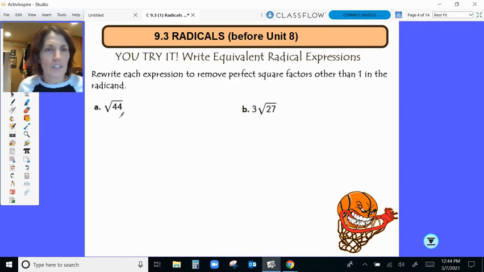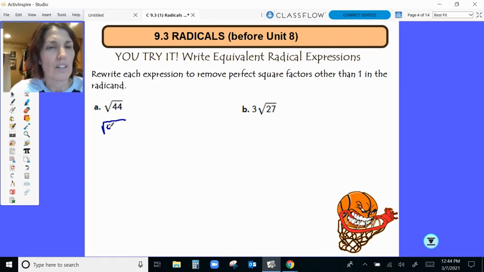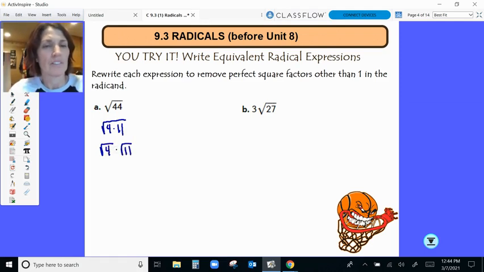Okay? Next, we're going to look at the square root of 44. So you go ahead and try this on your own and then see how you do. Okay? So the square root of 44, this is going to be the square root of 4 times 11. So 4 is a perfect square factor that goes into 44. And then we can separate these up to the square root of 4 times the square root of 11. The square root of 4 is 2. And then we have left the square root of 11. We can't take the square root of 11 without decimals. So that is simplified. It doesn't have any more perfect square factors in the radical except for 1.